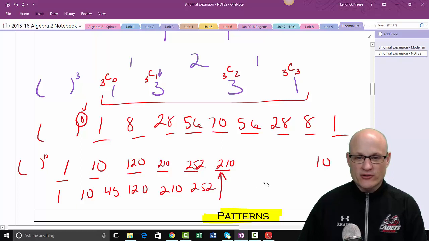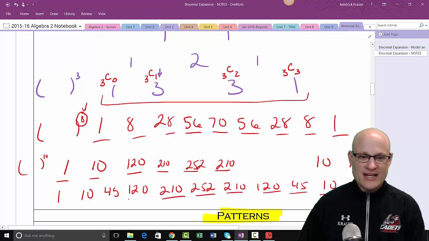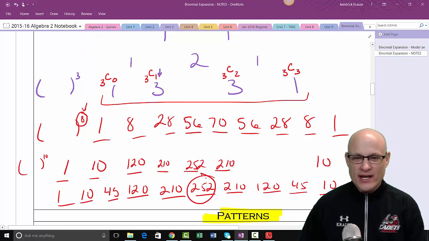And notice now it's going to start repeating itself again. So 210, 120, 45, 10, and 1. 1, 2, 3, 4, 5, 6, 7, 8, 9, 10, 11. So you only ever have to get halfway and it repeats itself.